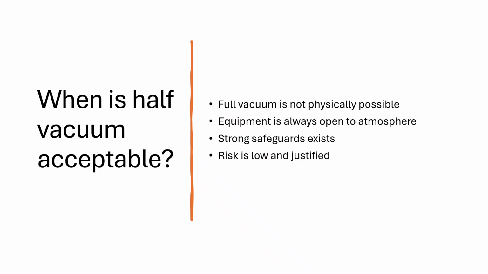When is half vacuum acceptable? Half vacuum is acceptable only when full vacuum is not physically possible. This means the equipment is always open to atmosphere, cannot be isolated, has no condensation scenario, and is not connected to any vacuum source. In such cases, the justification must be clear and documented. Half vacuum should never be specified just because it was used in earlier projects.